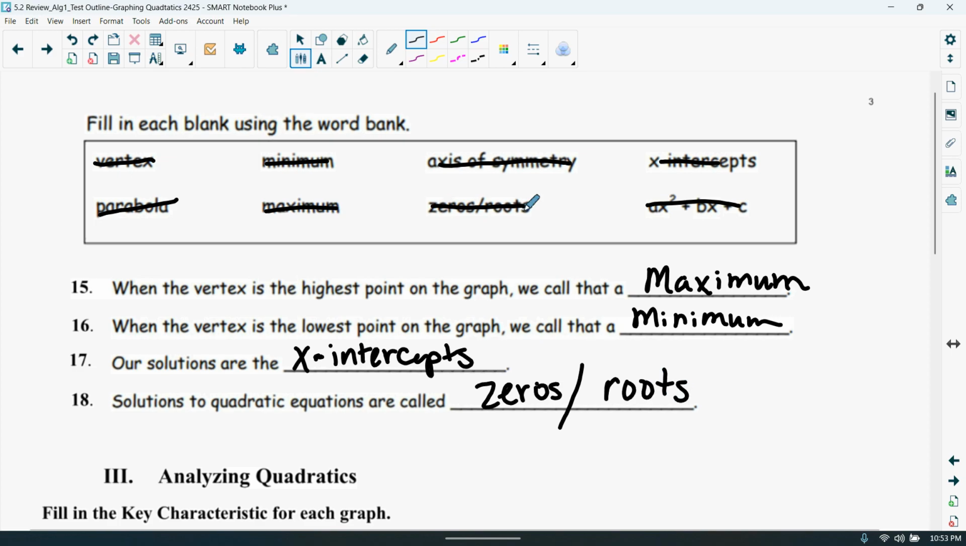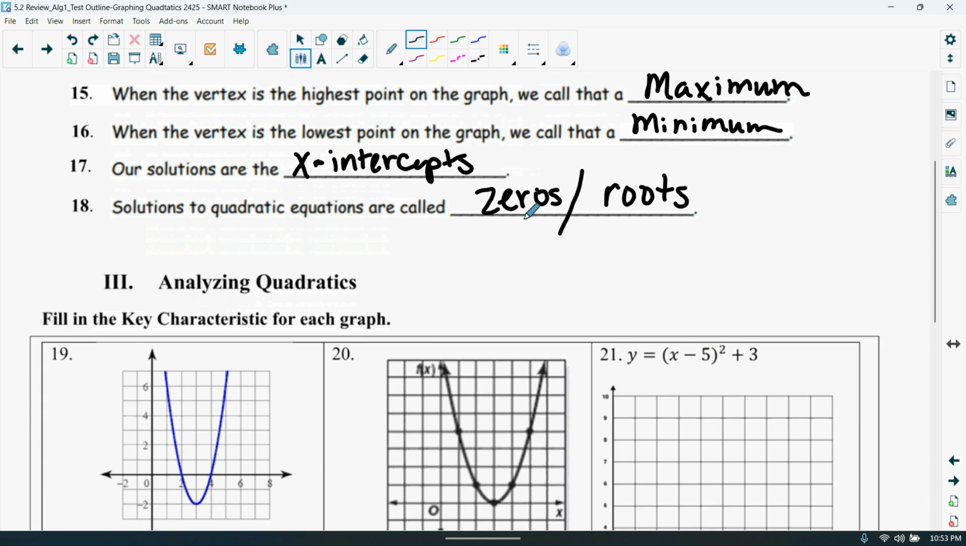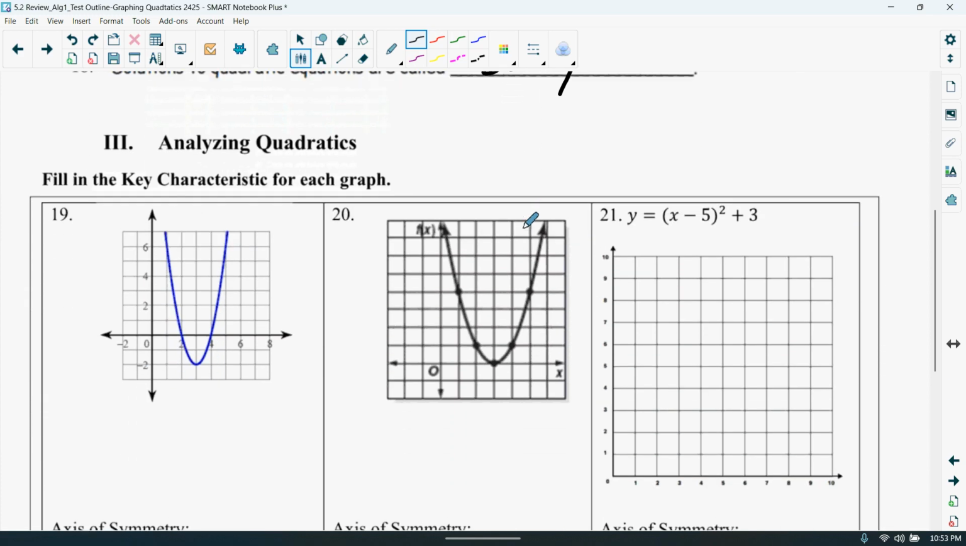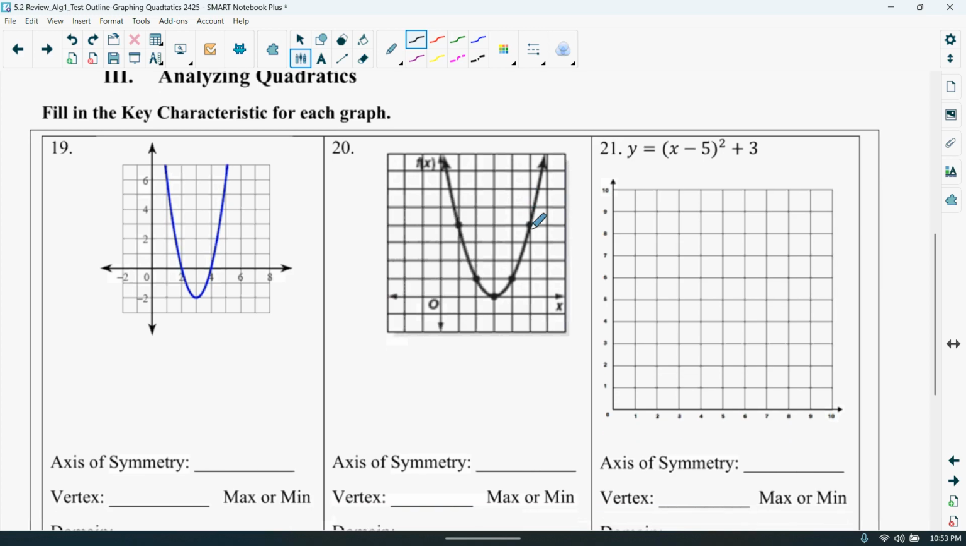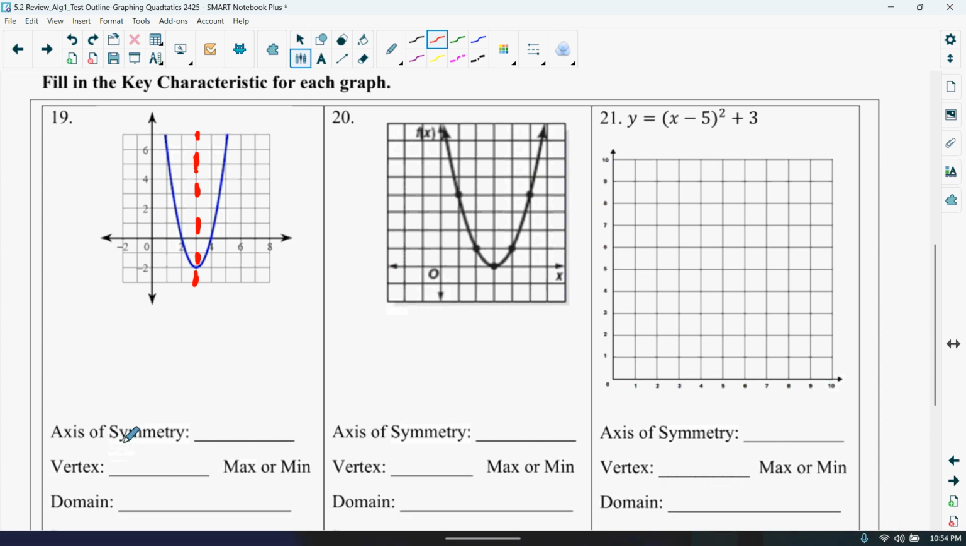Okay, so we've used all our terms. Now I'm just going to ask you to find these parts on a graph. The graph is going to be given to you. So on a problem like number 19 here, the axis of symmetry, remember, is where it cuts the parabola in half. Hopefully you can see that right here I can create my axis of symmetry, and it's always a vertical line. Remember, vertical lines have the V for vertical, undefined slope, and have x equals a number. That's the equation. That number is where it touches the x-axis. So this would be x equals 3 here.